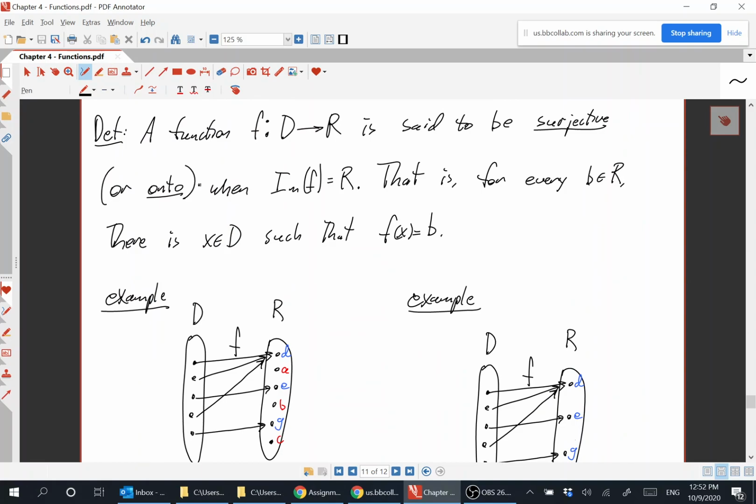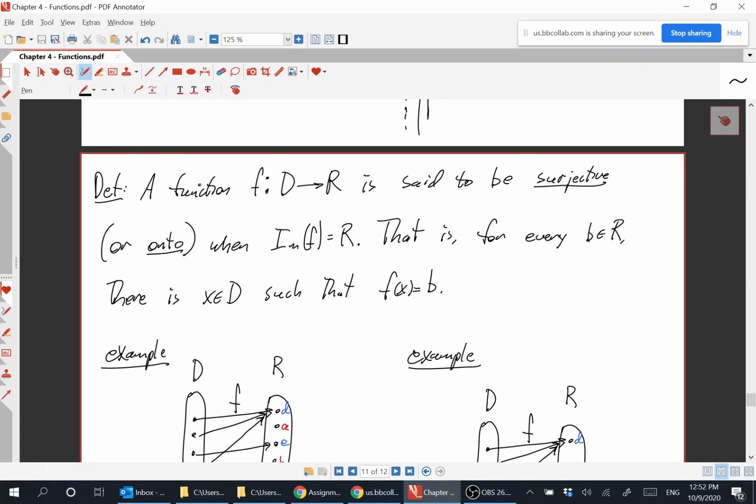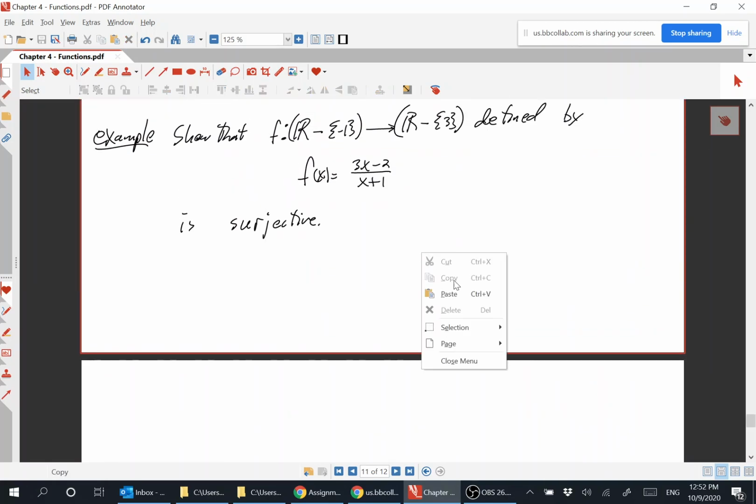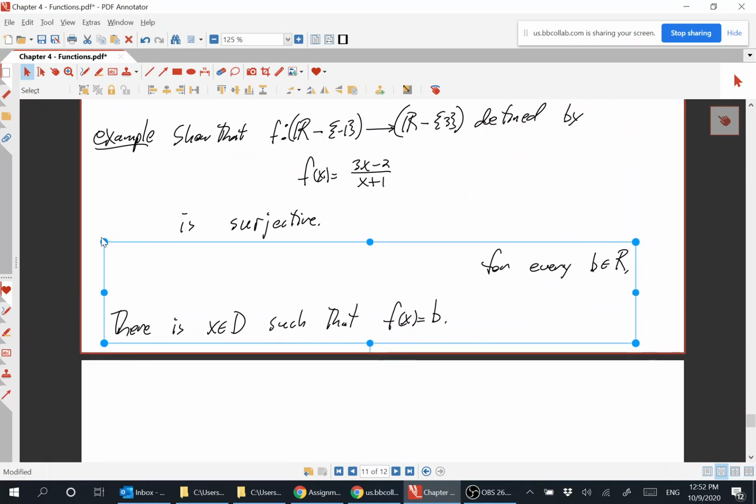The definition of being surjective is not an implication. It is an existence statement. It is a statement of existence. All right, so here is the definition.